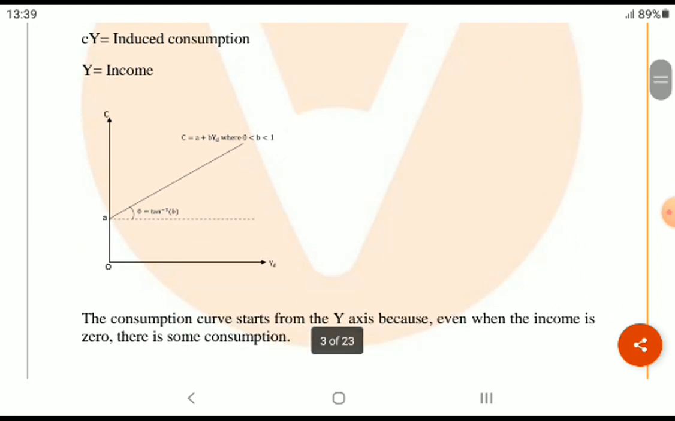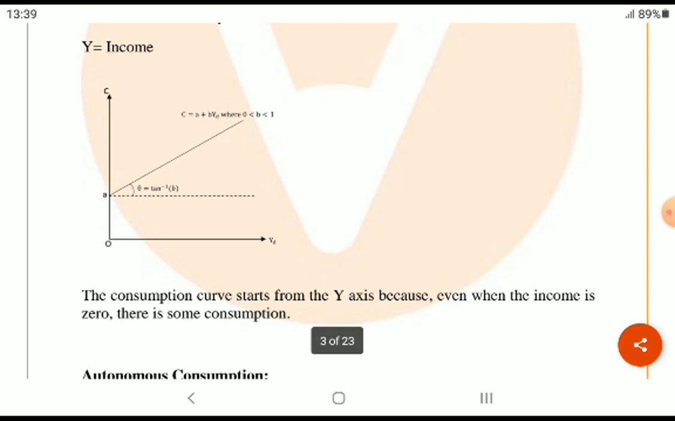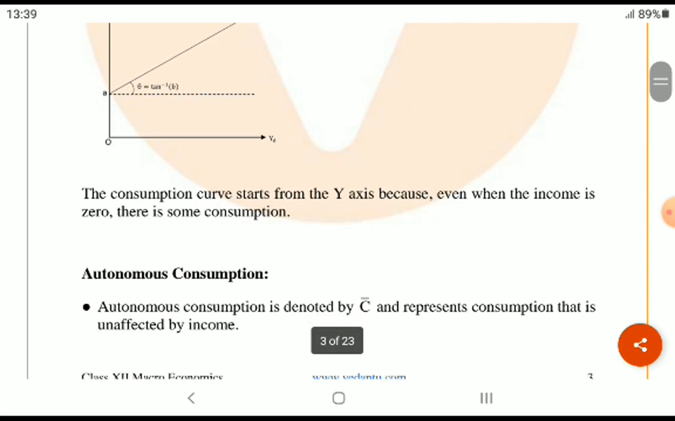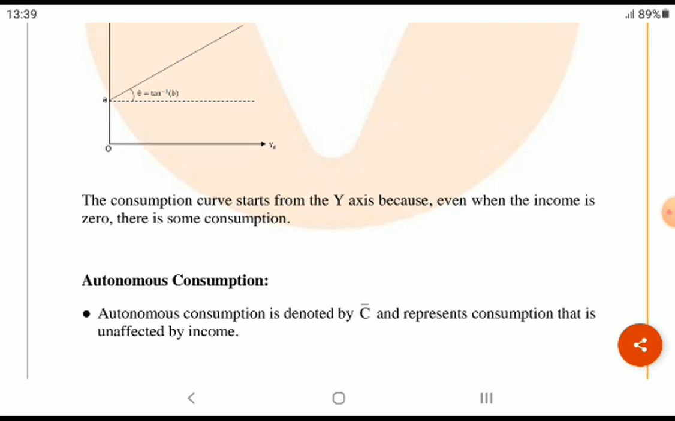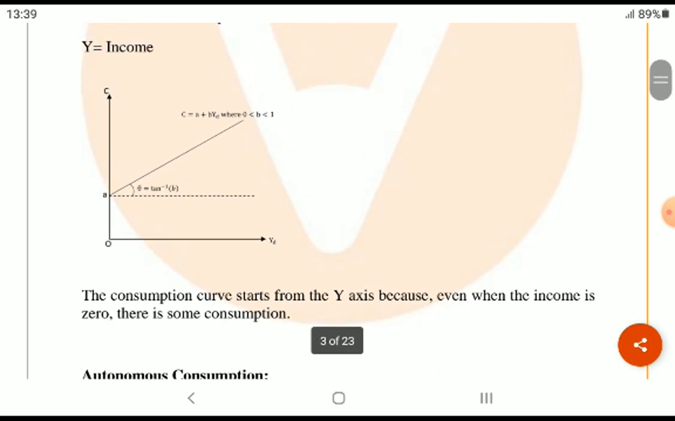Here is the graph of the consumption function. Here theta is equal to tan inverse b. C is equal to a plus bYd, where 0 is smaller than b is smaller than 1. The consumption curve starts from the y-axis because even when the income is 0, there is some consumption.